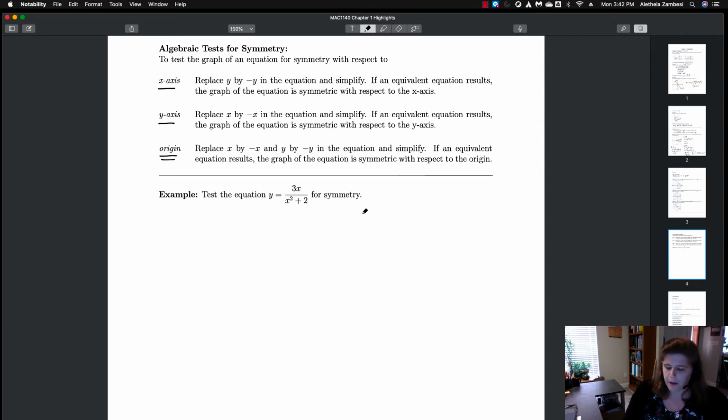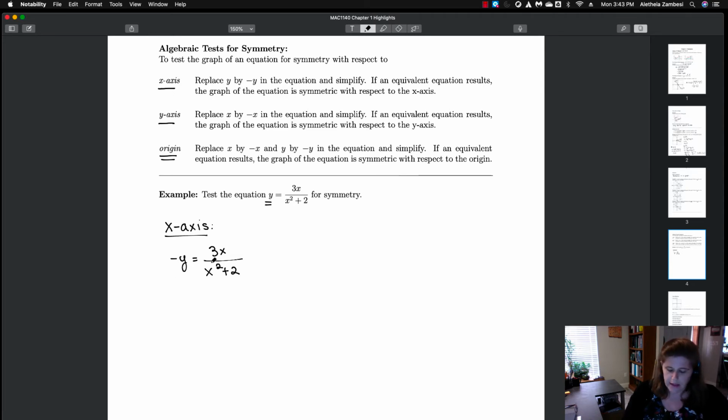So for example, if I want to test this equation for symmetry, we'll go in order. If I want to test it for x-axis symmetry, what I'm going to do is take the y and replace it with -y. So -y is equal to 3x divided by x squared plus 2. Now, when it says to simplify, what I want to do is isolate y alone on one side like it was before. So if I can isolate it alone and then it still looks the same, then I have a symmetric equation.